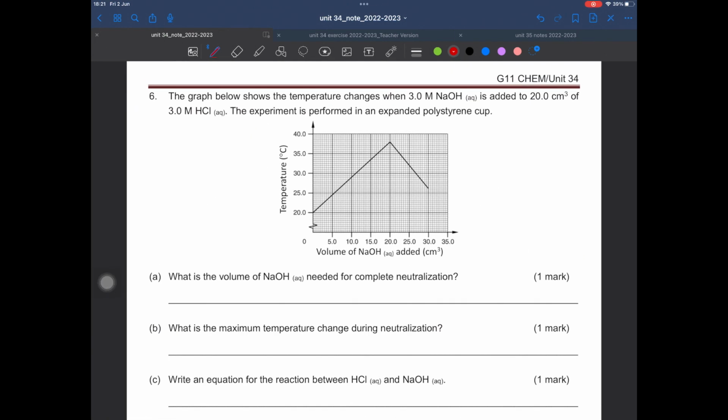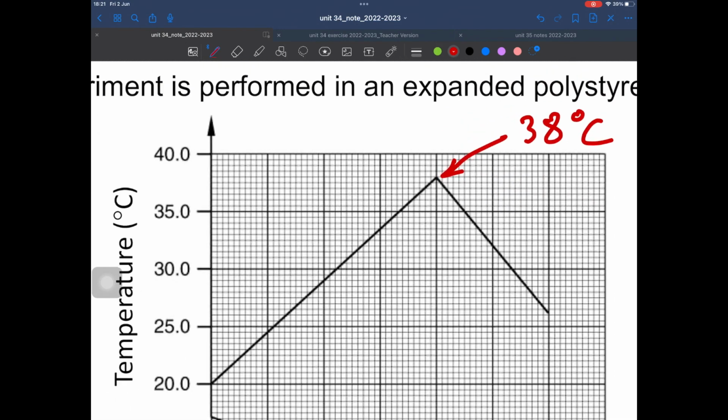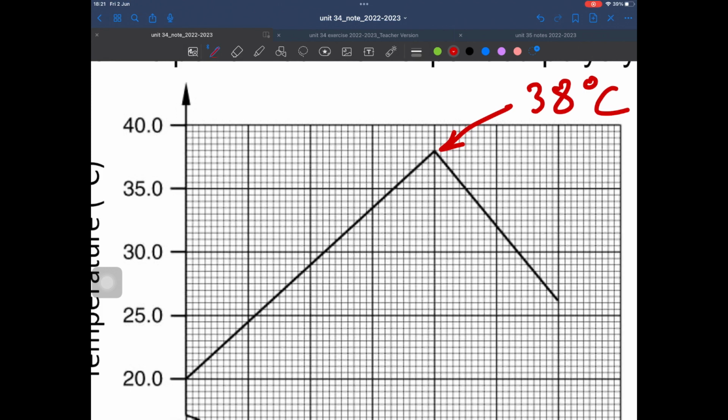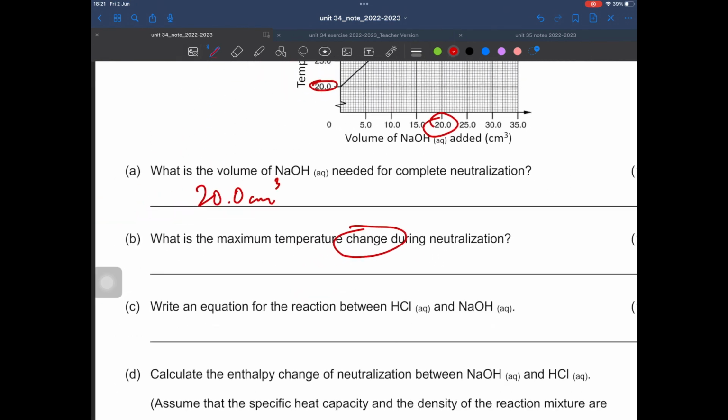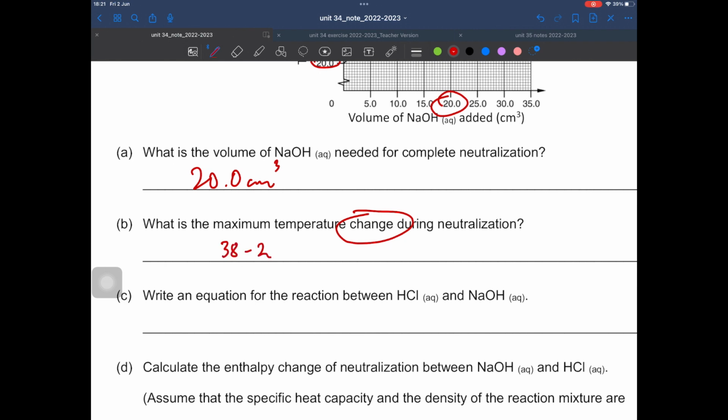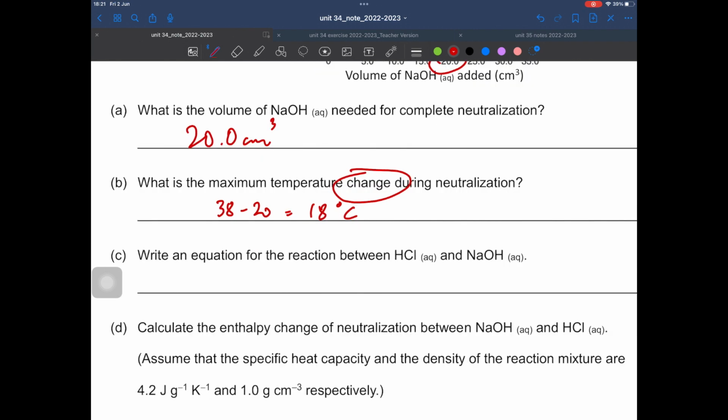Question 6 in page 23. So first of all, you need to find the volume for complete neutralization. This is easy, right? The highest temperature is in 20 cm3 of sodium hydroxide. And the maximum temperature change, now this is change. So here, we can find that the maximum temperature is 38 degrees Celsius, right? So the initial one is 20, so the temperature change will be 18 degrees Celsius.